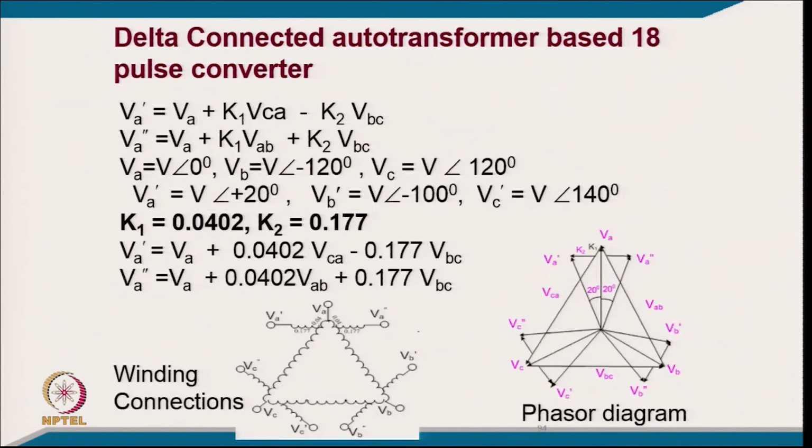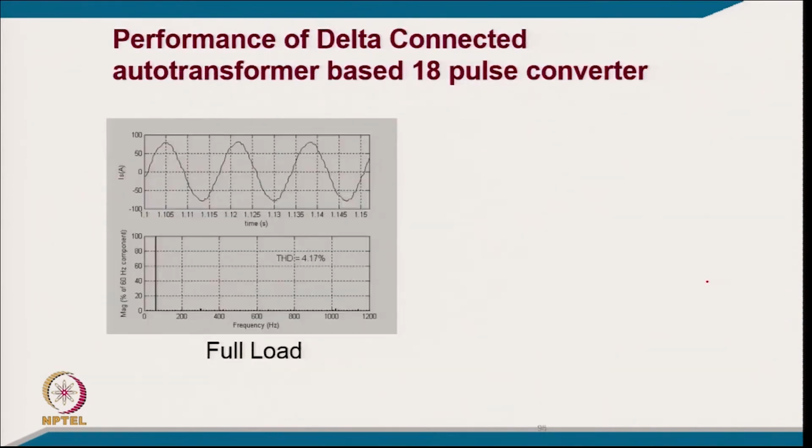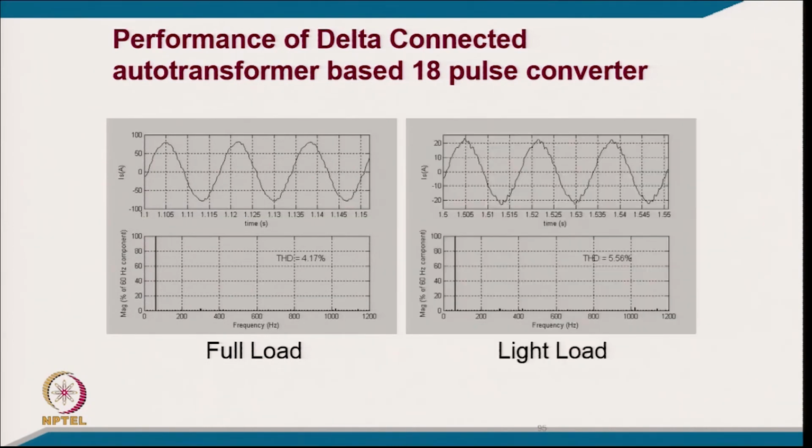And here is the design, how we are going with this phase shift corresponding to what we require here, and these are the constants we talk about, K1, K2, from the geometrical relation of this nature. And we are able to get performance similarly, less than 5%, 4.17. Of course, light load is 5.56% TAD, but the magnetic rating for this auto connection is only 22.55%. The transformer rating is much smaller in this case.